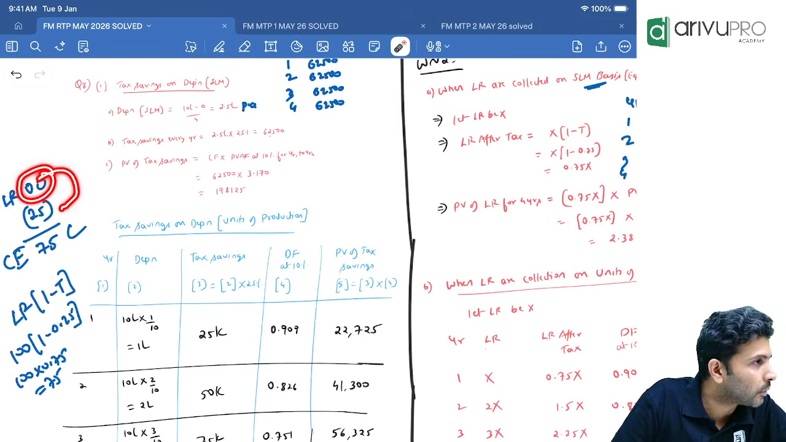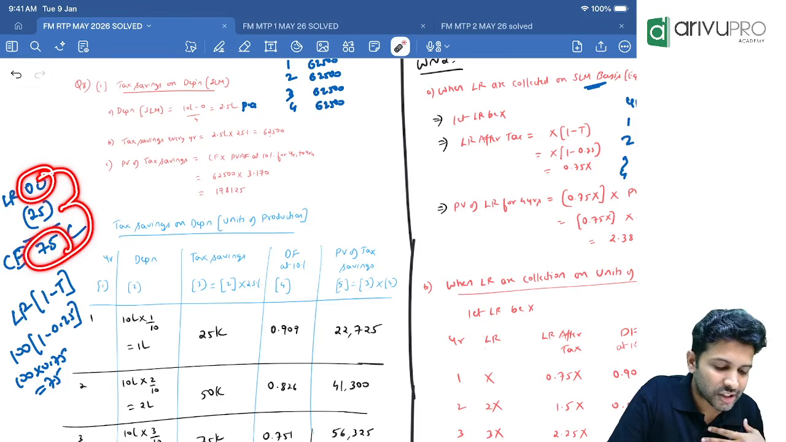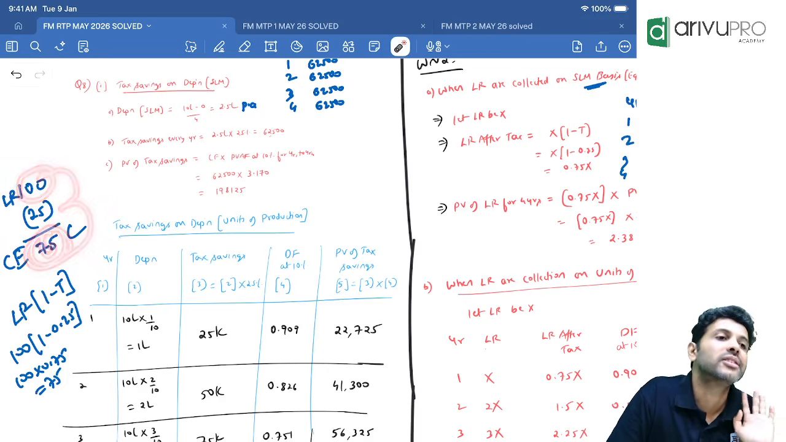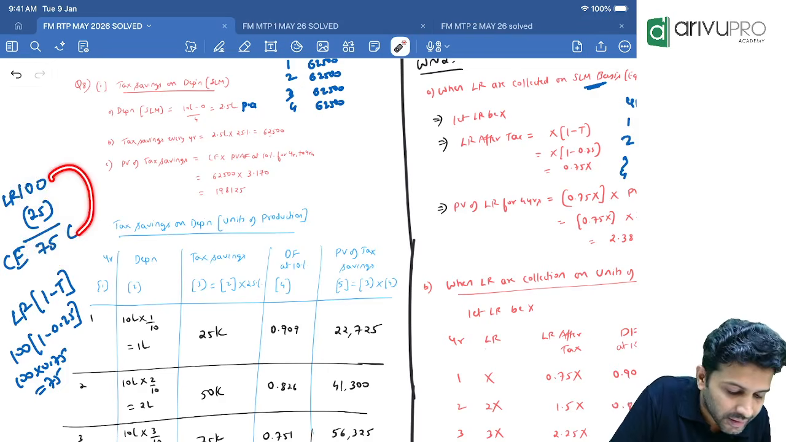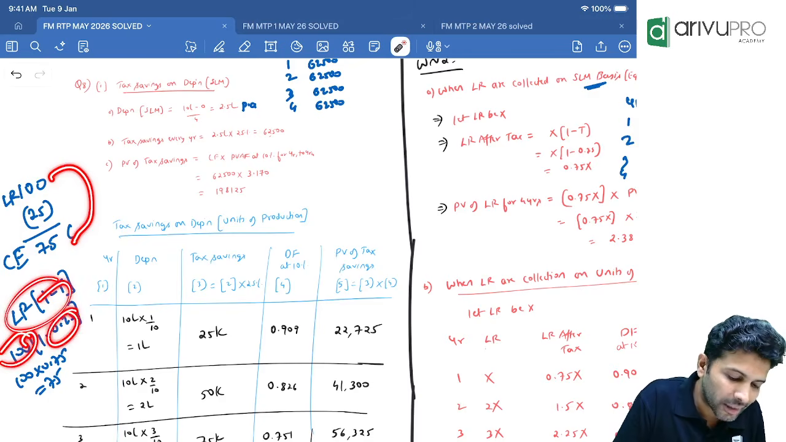25% of that. 100 ka 25% is 25. So how much will be left with us? That means in true sense cash flow for us is not 100, it is only 75. Okay, now from 100 directly can you get 75? Yes, how? 100 lease rental into 1 minus tax rate.